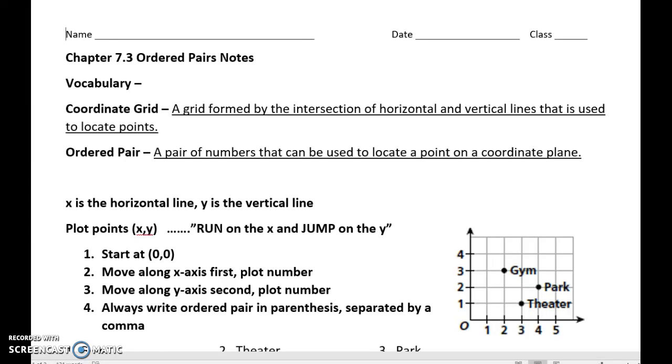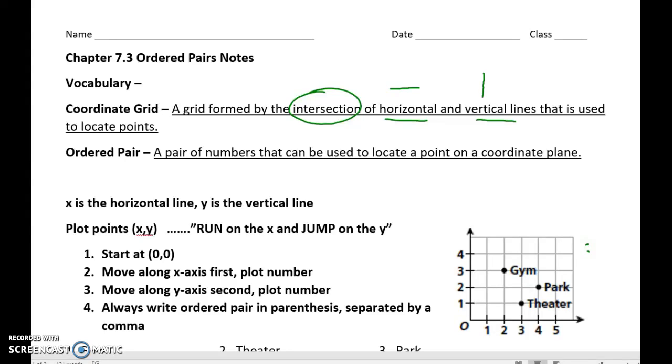Okay, so a coordinate grid. If you look down here in this right-hand corner, there is a coordinate grid. It's formed by the intersection, so circle that word intersection, it's where things meet, of horizontal and vertical lines. Above horizontal, draw a line that goes across. That's a horizontal line. Whereas for a vertical line, draw a line that goes up and down. And we use these in order to locate different points. You'll see in this grid down here, there are some points that have already been placed.